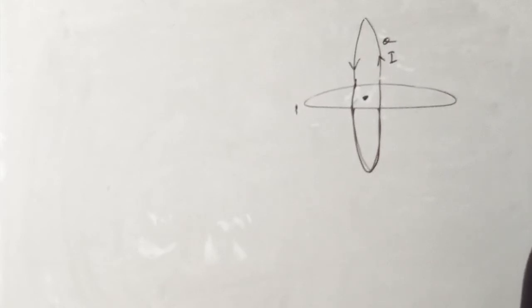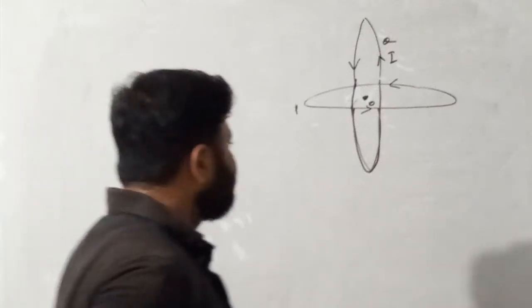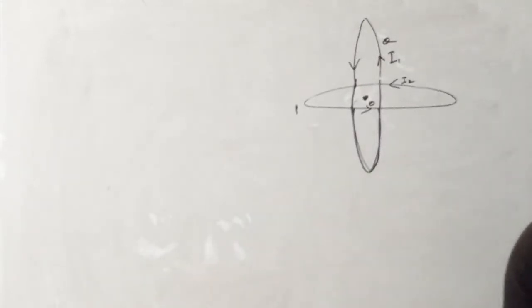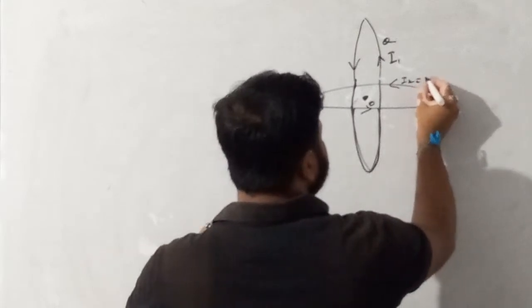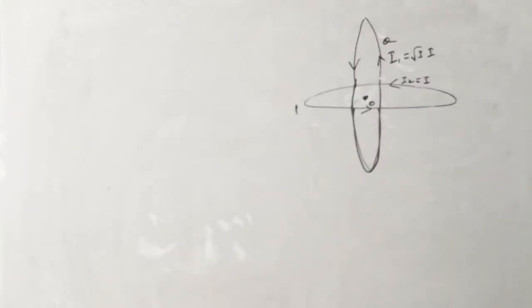Find the magnitude and direction of the magnetic field at the common center of the coils, if they carry currents equal to I and root 3 I respectively.